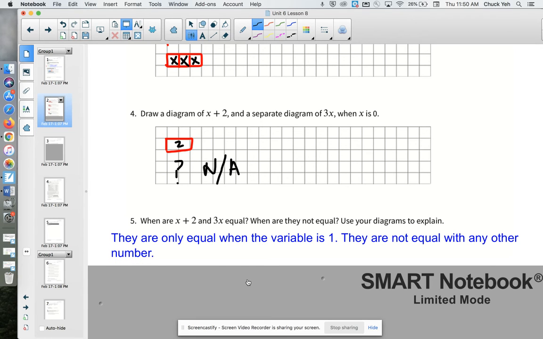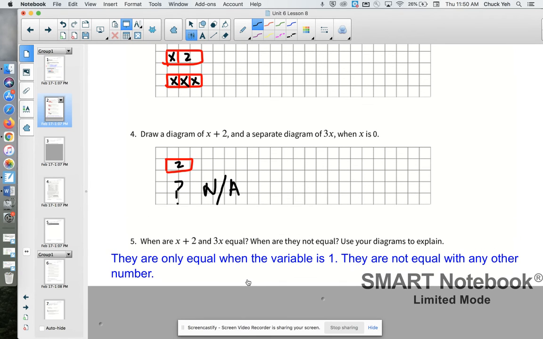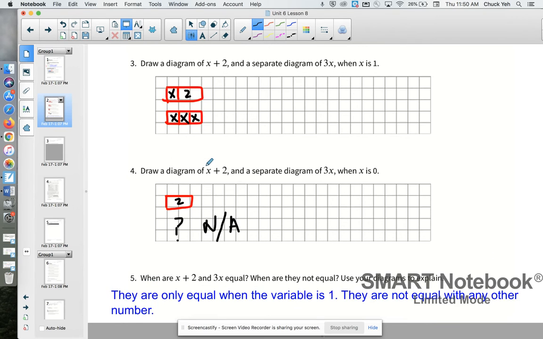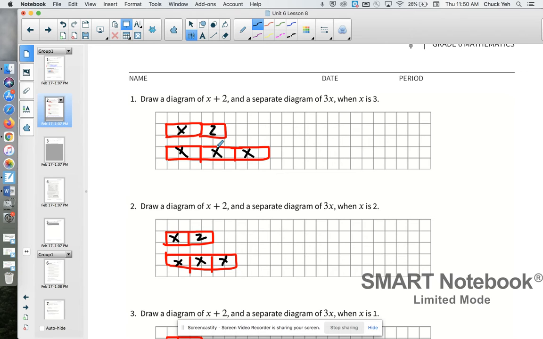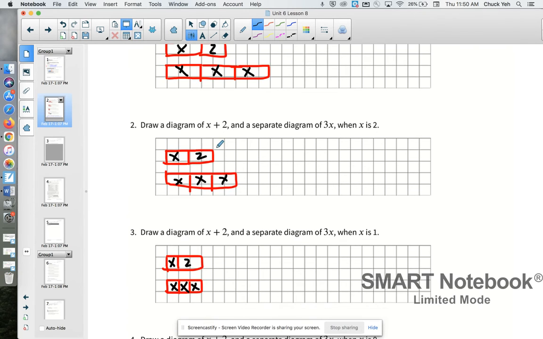They are only equal when the variable is 1. They are not equal with any other number. What's 1 plus 2? 3. What's 3 times 1? 3. See, just like right here. See how these are the same? Any other number, they're not the same. Look what happens when we use 2. Look what happens when we use 3. You know? So 1 is the only number where you would have the same answer.